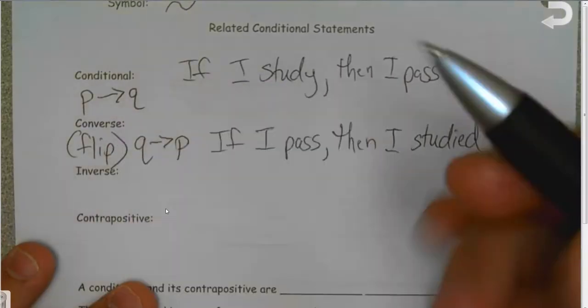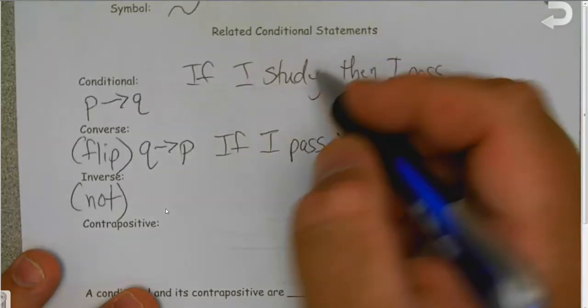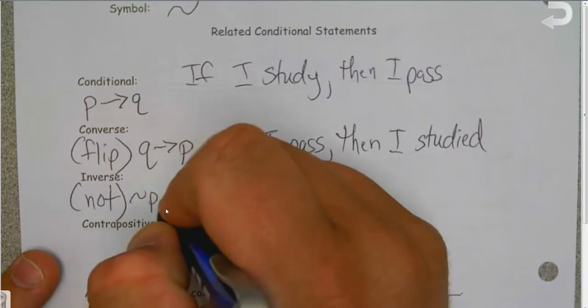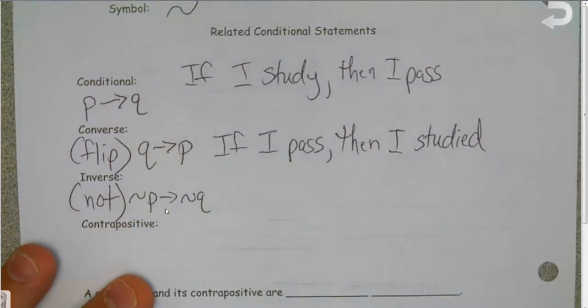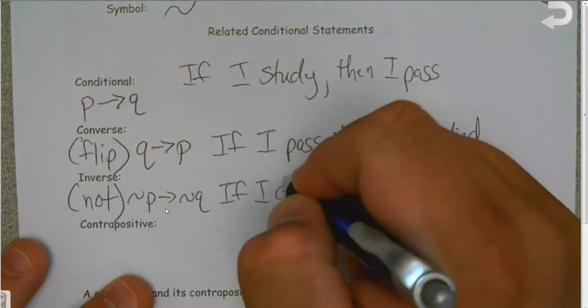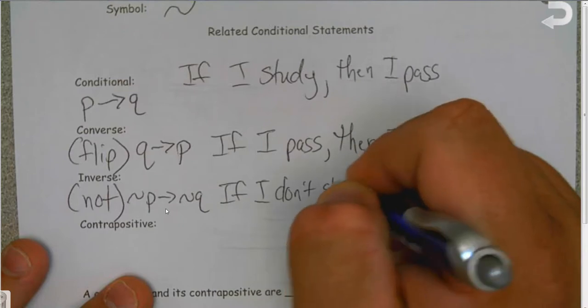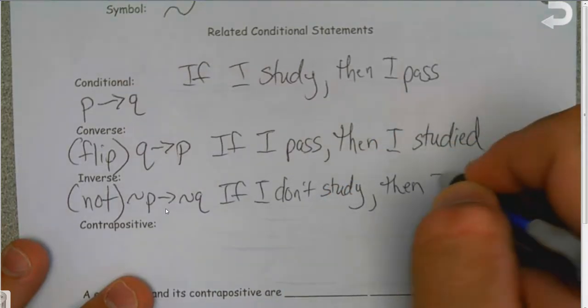The inverse of a statement is the not. So we're talking about not P and not Q. This should be pretty simple. If I don't study, then I don't pass.